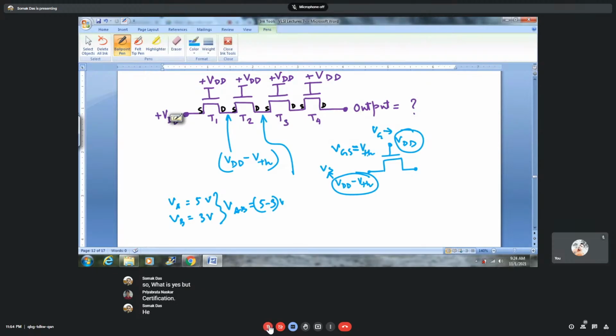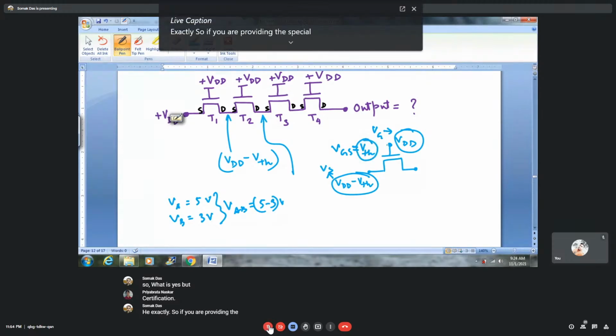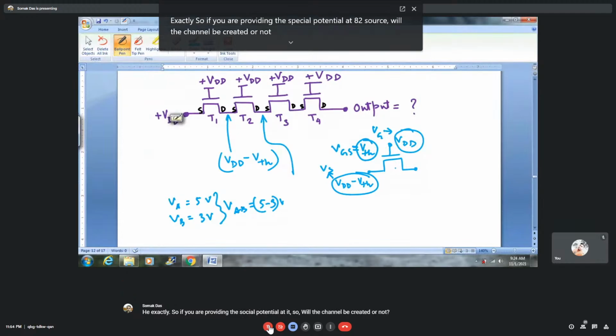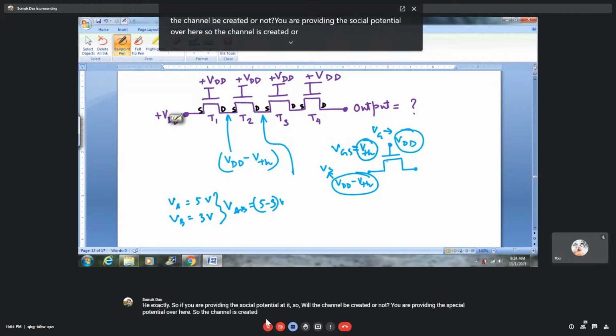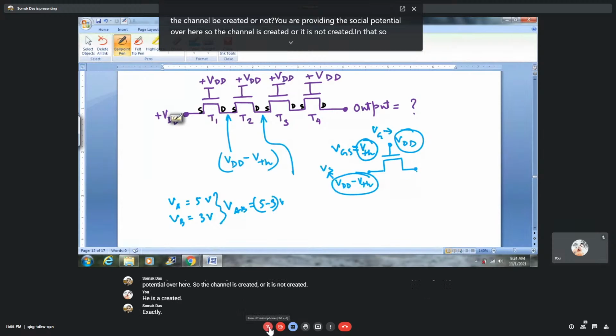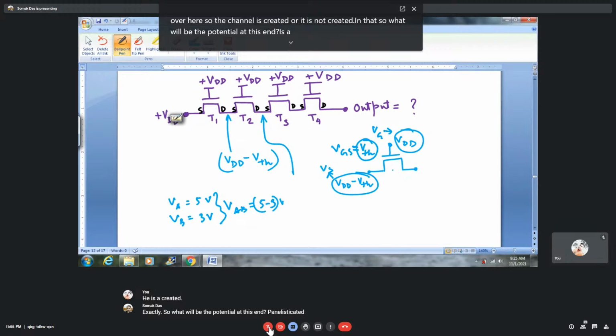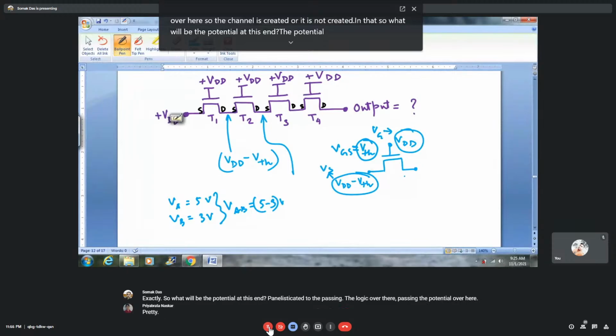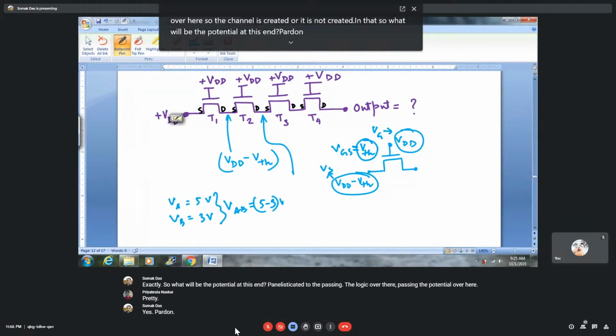VTH. Exactly. So if you are providing the threshold potential at gate to source, will the channel be created or not? You are providing the threshold potential over here. So the channel is created or it is not created? Exactly. So what will be the potential at this end? Channel is created. So you are passing the potential over there. One end is VDD minus VTH.